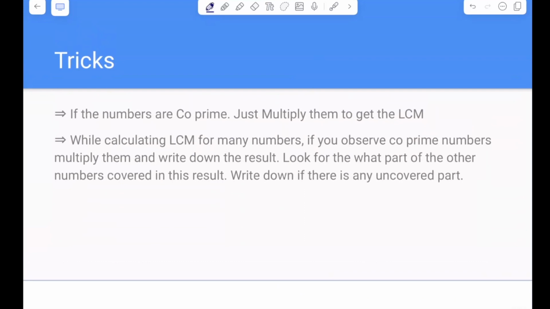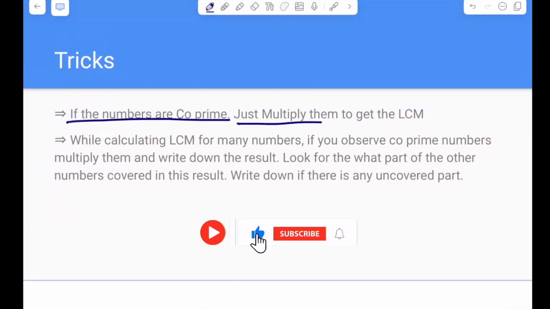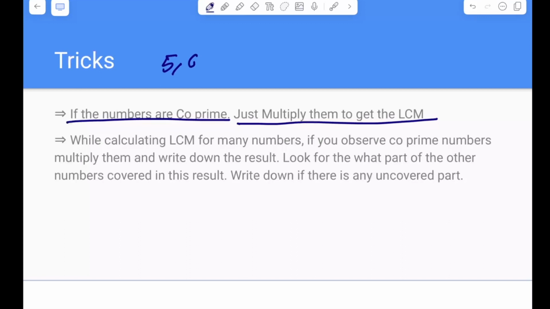Now let us learn a few tricks to calculate the LCM. If the numbers are co-prime, just multiply them to get the LCM. What are the co-prime numbers? Two consecutive natural numbers are co-prime. So what is the LCM of 5, 6? It is 30. What is the LCM of 12 and 13? That is 156. What is the LCM of 9 and 10? That is 90. Okay, next.